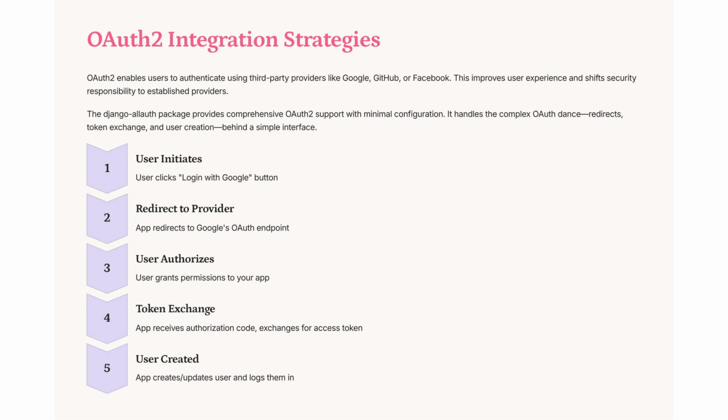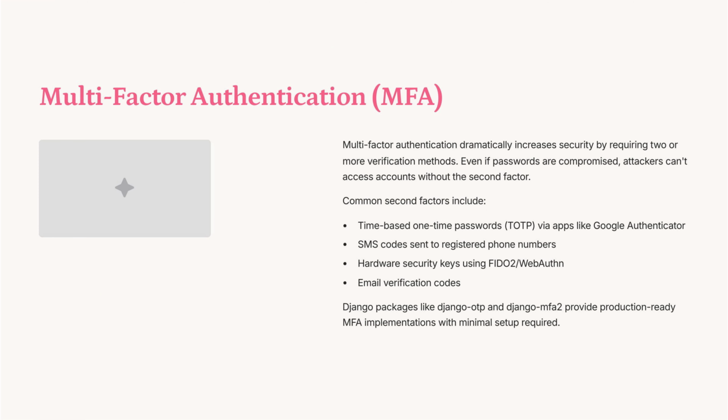OAuth 2 allows users to authenticate via third-party providers like Google, enhancing user experience and security. The Django allauth package simplifies this process, managing redirects, token exchanges, and user creation. Users click Login with Google, authorize access, and the app exchanges an authorization code for an access token, creating or updating user profiles seamlessly.